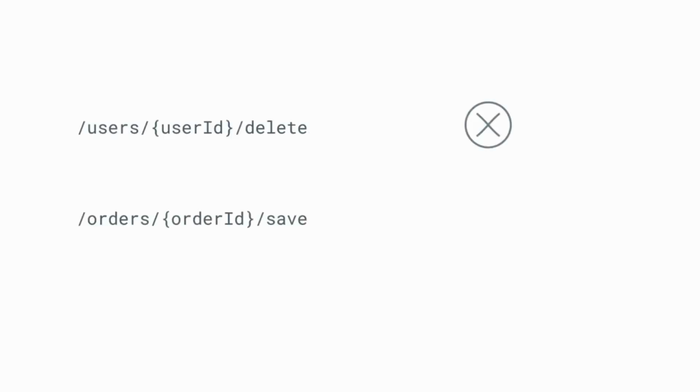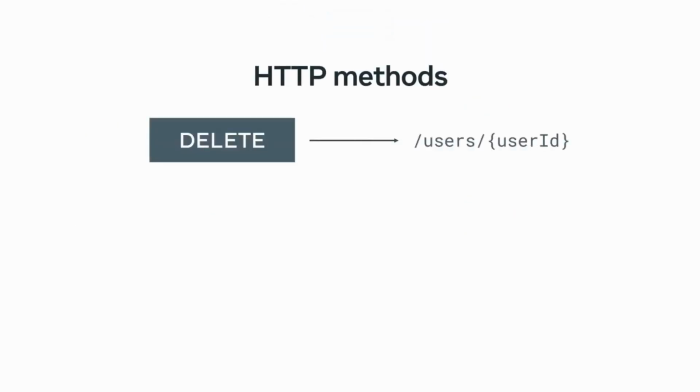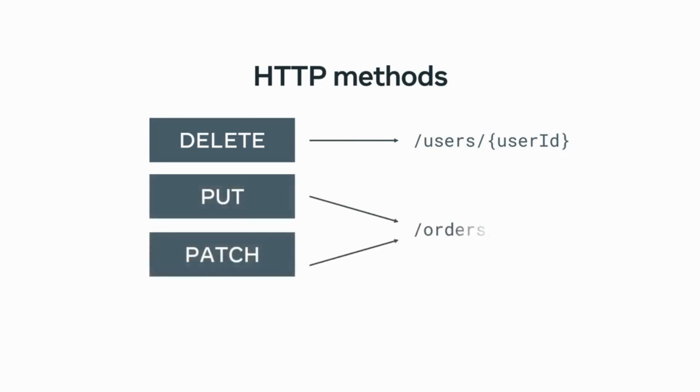That's because the resources in a REST API endpoint should always be represented with a noun and never with a verb. API endpoints such as /users/{user ID}/delete or /orders/{order ID}/save are also wrong because they use HTTP requests as verbs to indicate the action the API performs. Remember, you should send an HTTP DELETE request to /users/{user ID} to delete a user, and you should send an HTTP PUT or PATCH request to /orders/{order ID} to update the order.